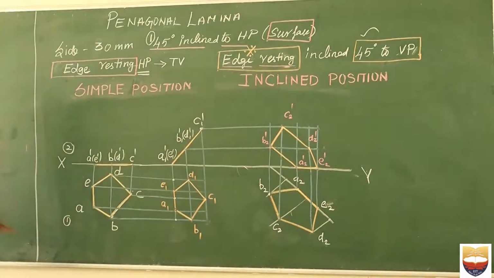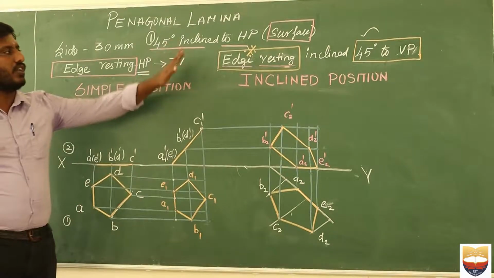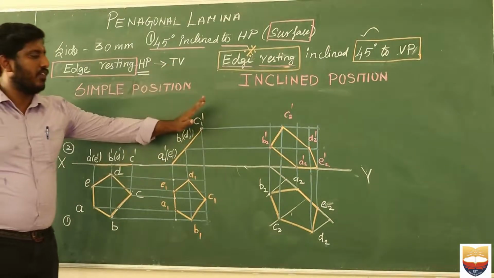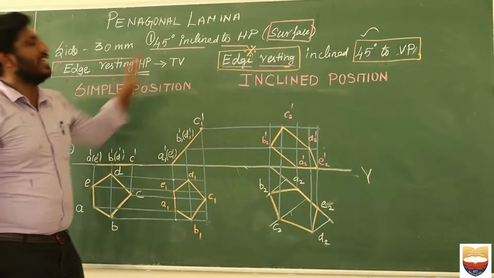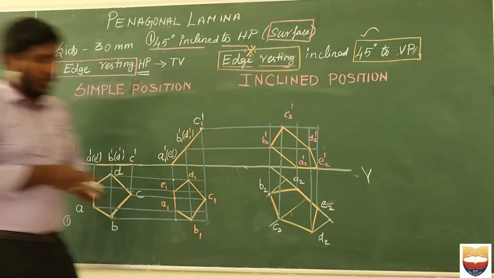Just a recollection about this problem: they have given a pentagonal lamina where the edge is resting. That's what they have given here. So on the left-hand side I have made the edge resting. Then they have given that the surface is inclined at an angle of 45 degree to HP. So it is made 45 degree, and they have continuously given that the resting edge is inclined to an angle of 45 degree to VP.